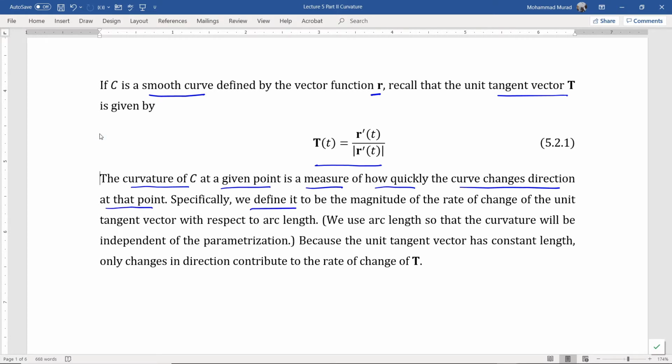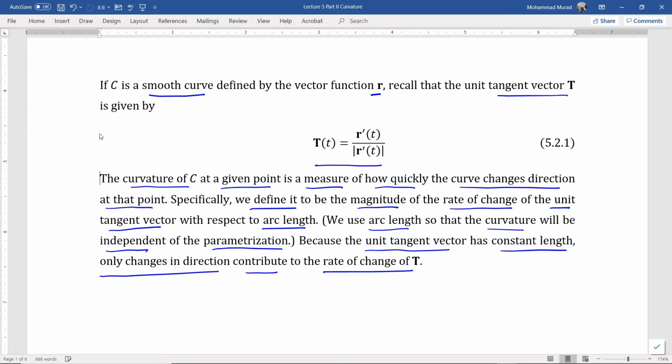Specifically, we define it to be the magnitude of the rate of change of the unit tangent vector with respect to the arc length parameter. We use arc length so that the curvature will be independent of the parameterization. Because the unit tangent vector has constant length, namely 1, only changes in direction contribute to the rate of change of the tangent vector.